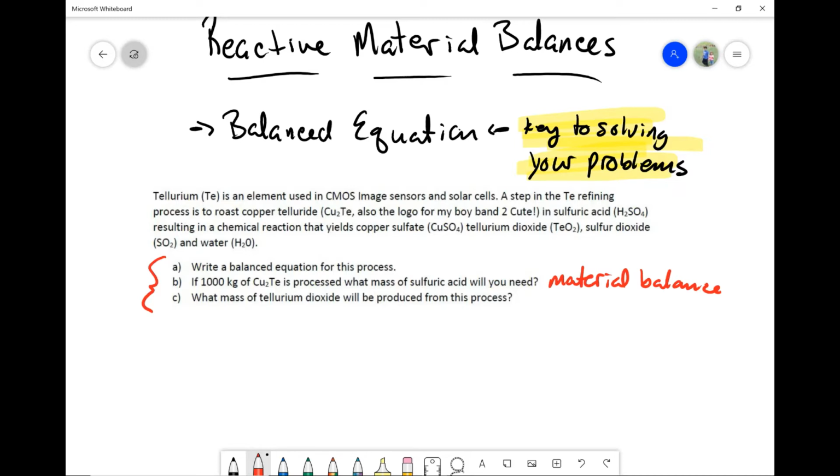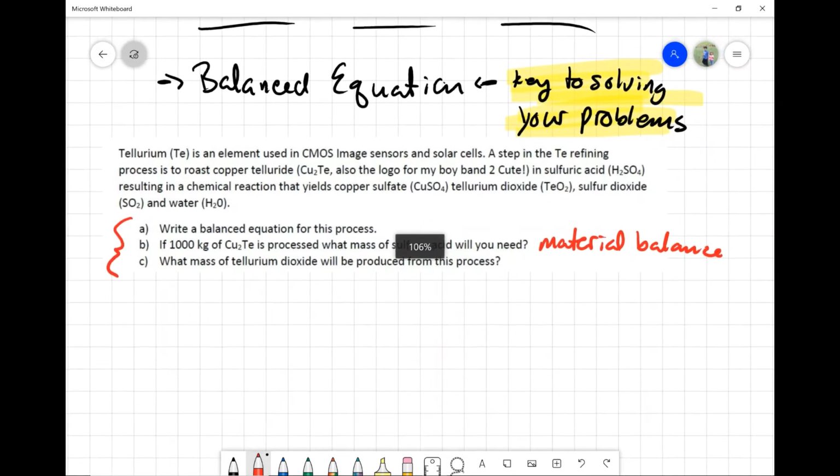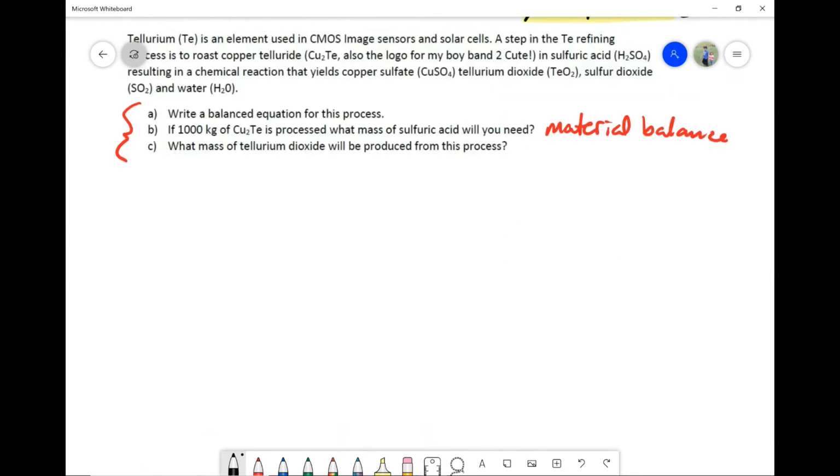So this is what we're trying to make, tellurium dioxide. We will take this and refine it further later in another processing step to make a solar panel or image sensor or something. This is probably a batch process, but we're going to draw it in terms of input and output just to be consistent with what we've had before.